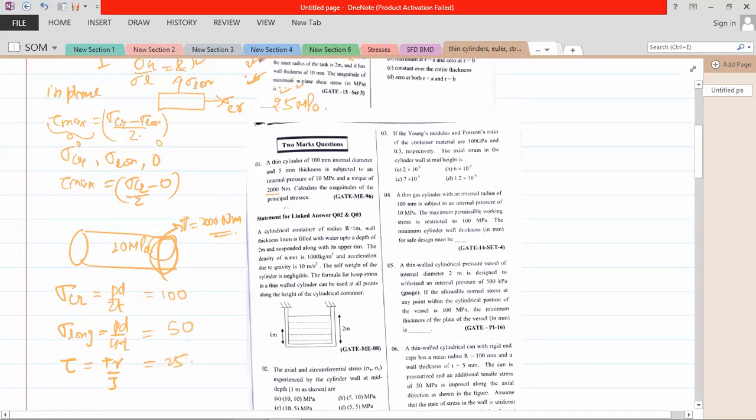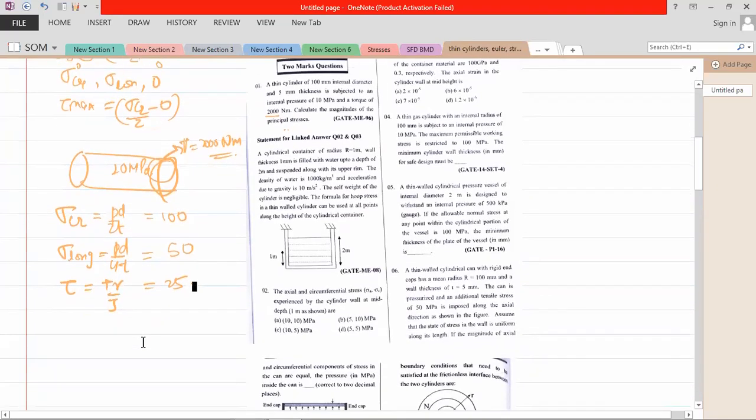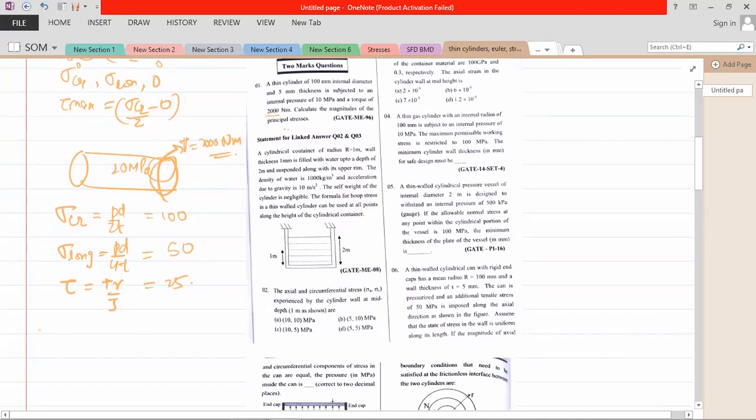Now what you will do is you take the maximum and minimum condition, that is, sigma maximum principal stress is sigma x plus sigma y by 2 plus under root of (sigma x minus sigma y by 2) whole square plus tau xy whole square.